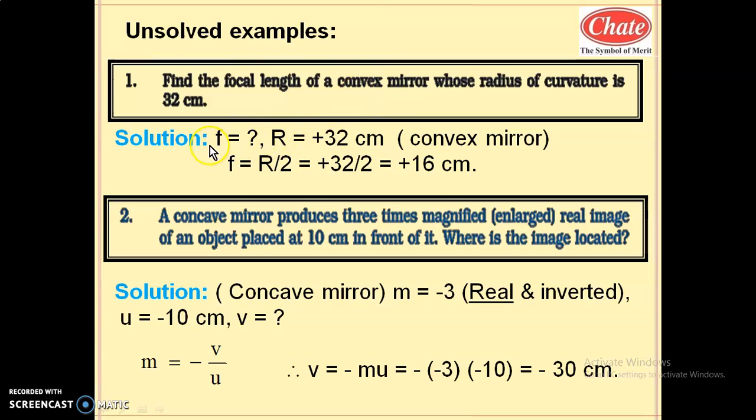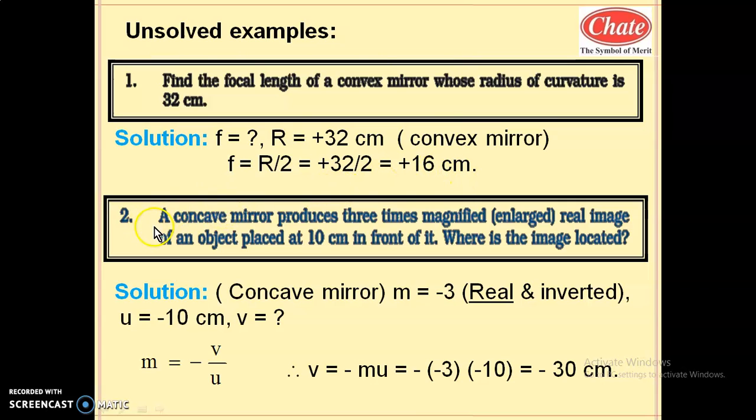What is the relation between focal length and radius? F equal to R by 2. R is twice the focal length. Focus is the midpoint of the center and the pole. Hence focal length is R by 2. R is plus 32 by 2. That will give us plus 16 centimeter. So the focal length for this convex mirror is plus 16 centimeter.